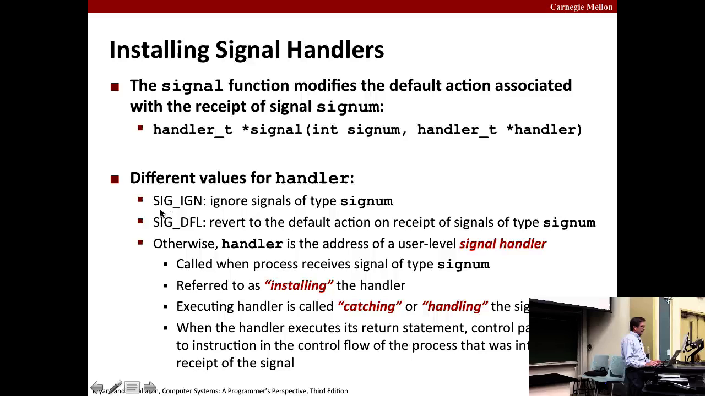And those actions can be either to ignore signals of type signum, revert to the default behavior for that signal, or it can be the address of a user-level signal handler, which is a function that we've declared in our C program. There's nothing special about the function. It has a certain prototype. It takes a single argument, which is the signal number. So when that function gets called in response to receiving a signal, that argument will be set to the signal number.